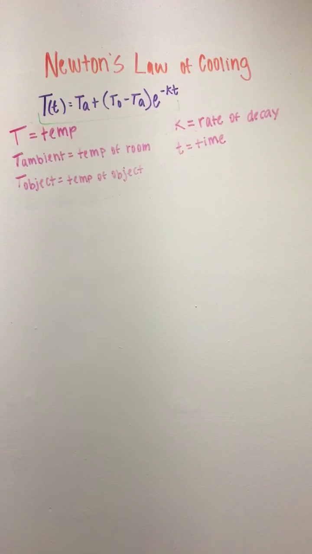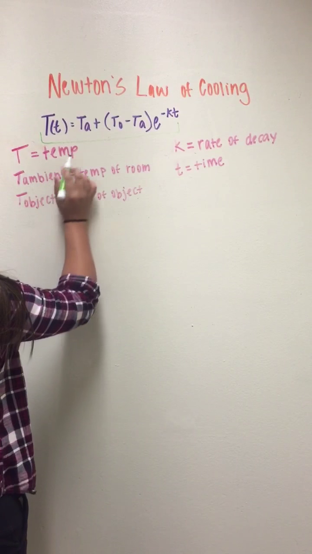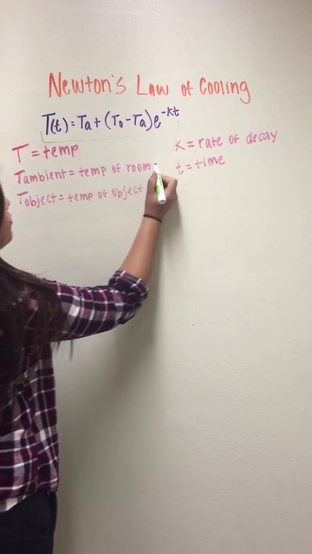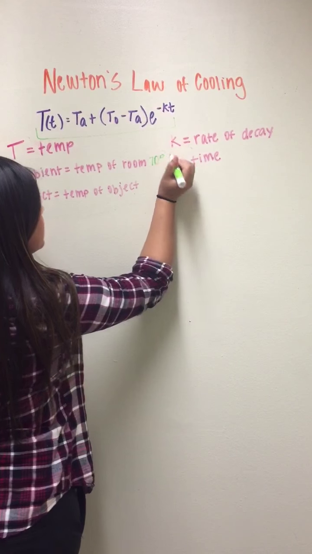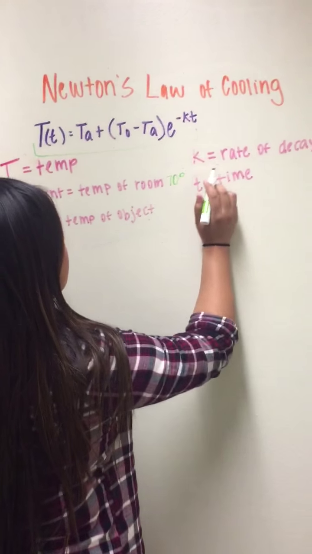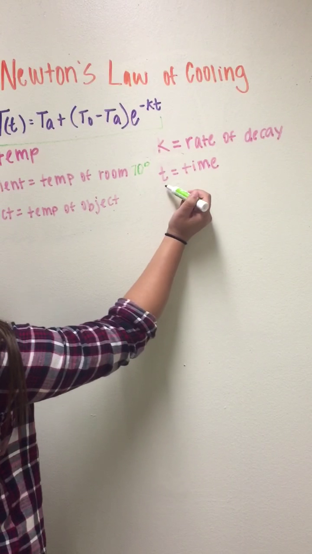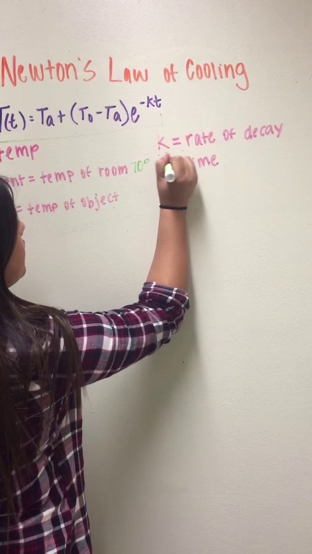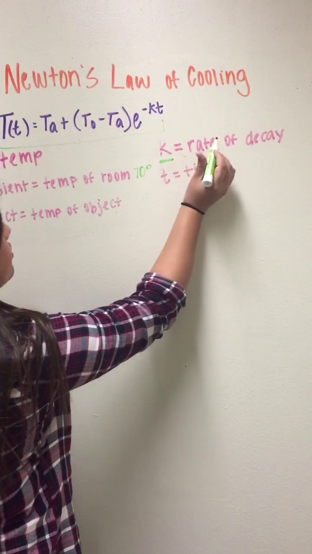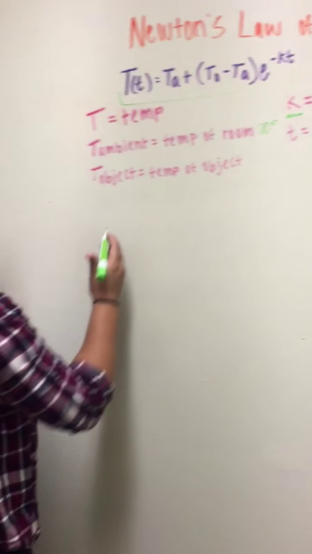So, T is the temperature. TA is going to be the temperature of the room, which is 70 degrees. And then the temperature of the object, which is the body, and that is going to change throughout each equation. And then we need to solve for K and T. So we need to solve for K to find the rate of decay, so then we can find time and the actual time of death.